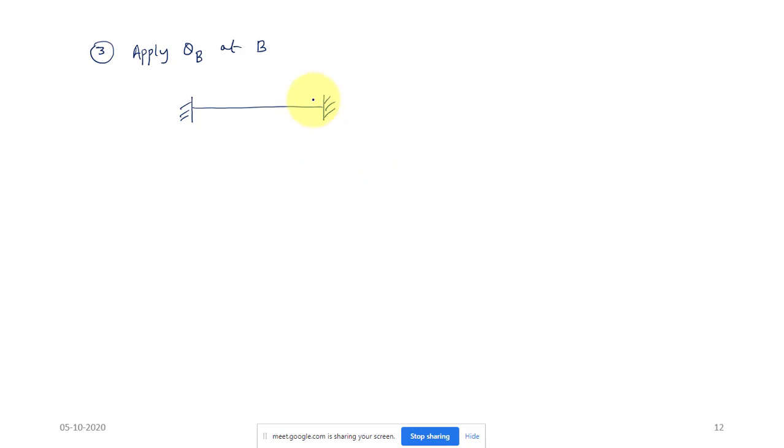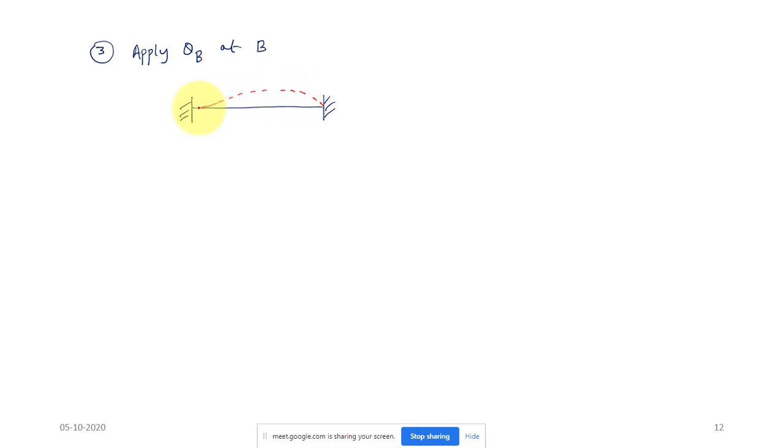So now we will be applying a theta B like this. The rotation should be like this. That means the deformed shape of your beam should be like this. It should deform like this.